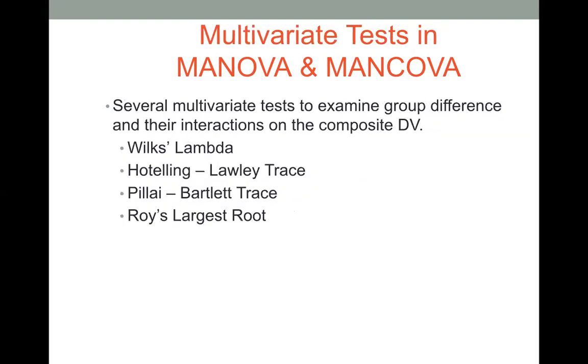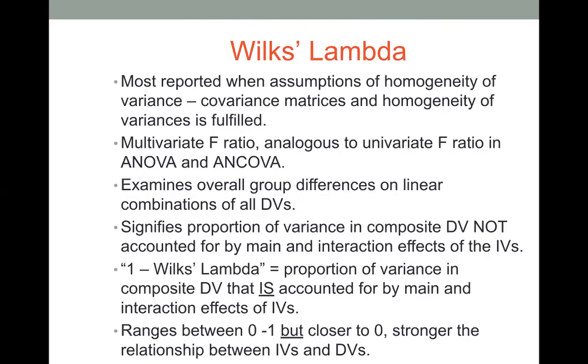Multiple tests in MANOVA: several multivariate tests to examine group differences and their interaction on the DV. Wilks' lambda, Hotelling, Pillai, and then Roy. We usually use Wilks' lambda and Pillai a lot. Wilks' lambda is the most reported. Assumption of homogeneity of variance-covariance matrices, and homogeneity of variance is fulfilled.